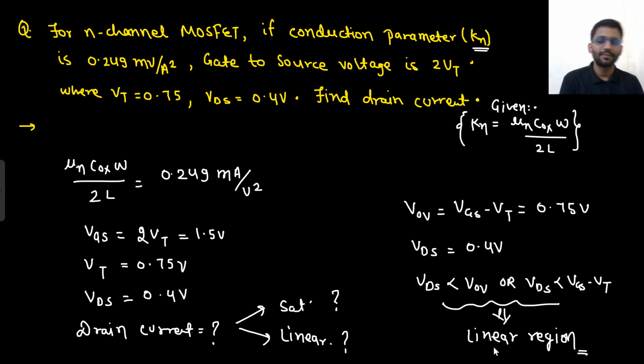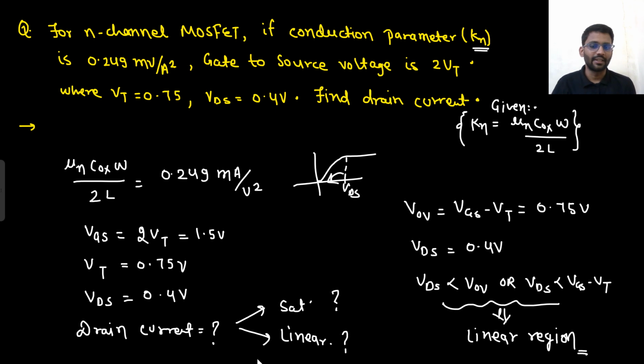Did you understand this? What did we do? We have the VGS value, VT value and VDS value. So we determined the V overdrive voltage, which is VGS minus VT, that is 0.75. Then we saw the VDS value, which is 0.4 only. So VDS is lesser than VGS minus VT. That means it is working in the linear region.